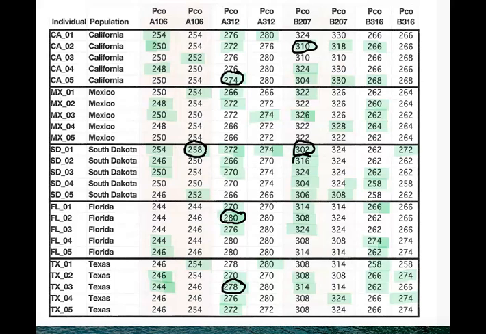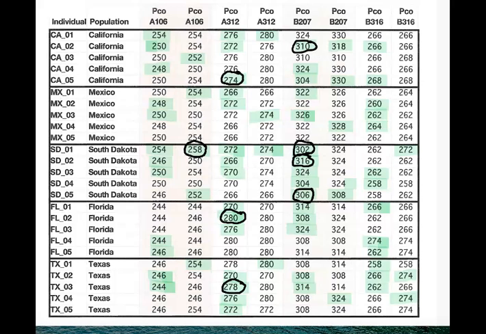Okay. 324, I have another one of. 304, I have another one of. 306. Do I have another 306? I do not have another 306. Okay. 314. I have another 314. 308. Do I have another 308? I do have another 308.